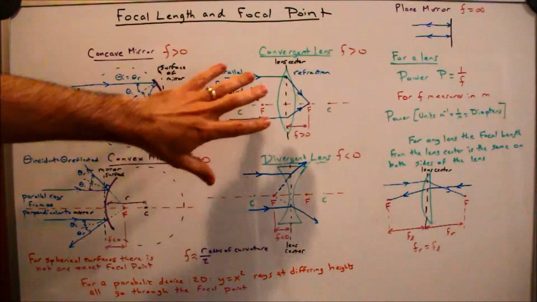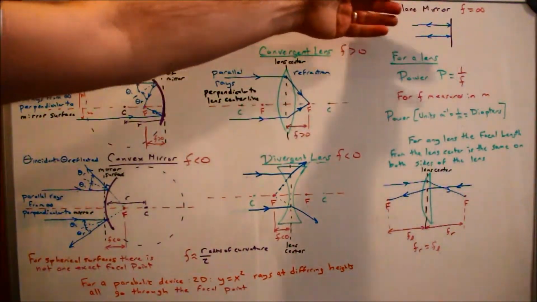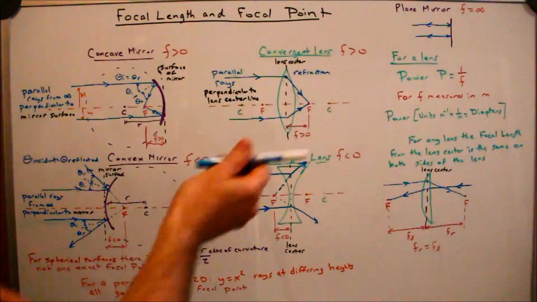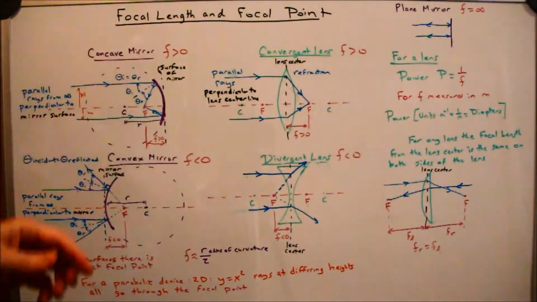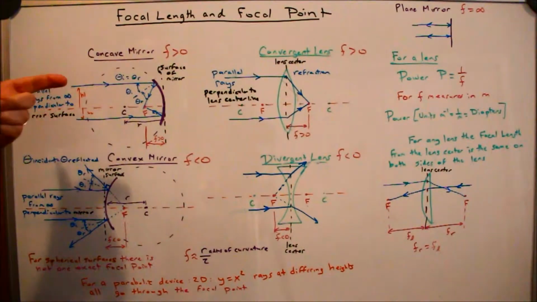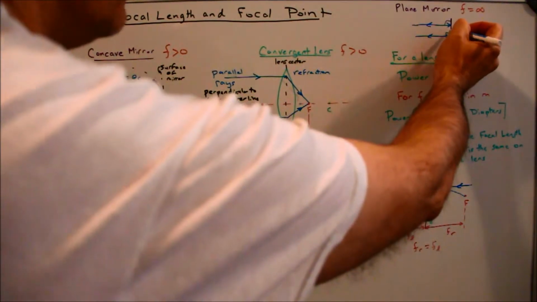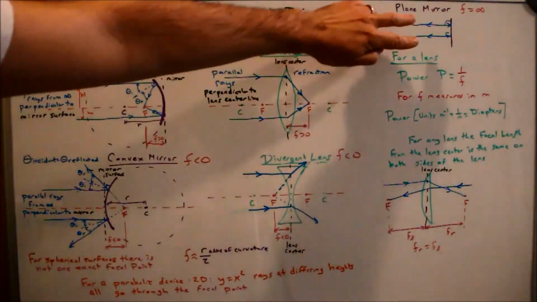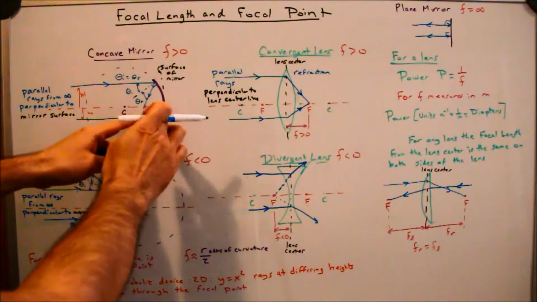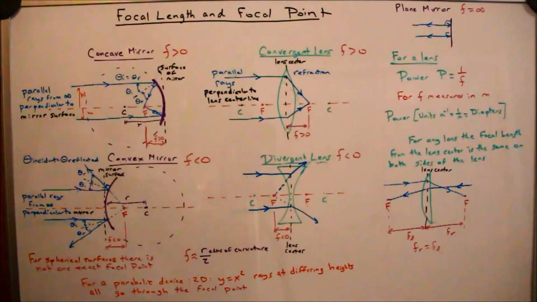The other case, in addition to these, would be a plane mirror. In this case, the focal length is infinity, because for this ray coming in, the angle of incidence is 0 because it's perpendicular to the surface, and so the angle of reflection is also 0. So there is no point where I can find them converge. So my focal length is infinite.